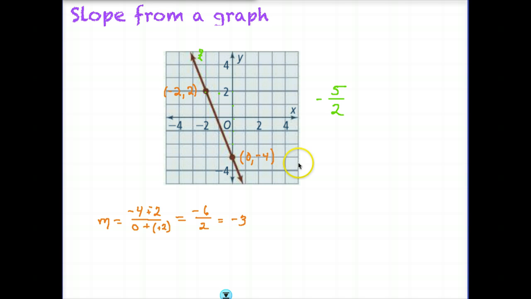Now if you notice, I must have made a mistake because when I counted, I got -5/2, and when I did it algebraically, I got -3. So let's double check our math. Well, here's where the problem is. 1, 2, 3. This point is not at 0, -4. This point is at 0, -3. Okay, so if you have a way to double check, then you can make sure that you are doing this correctly. So this should be at 0, -3, which means that my equation is off here. So let's actually start over again.